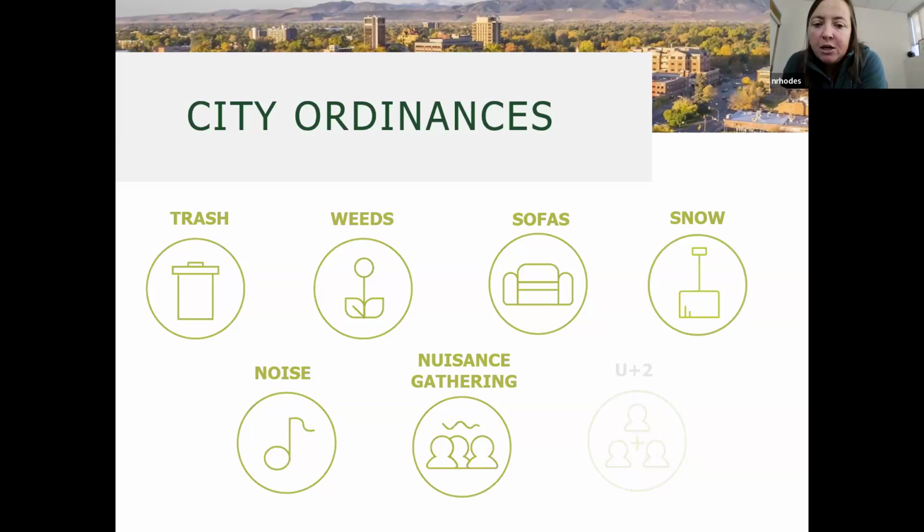Okay, the last thing I want to talk about here is our occupancy ordinance, or what we called U+2. Our city used to limit how many unrelated people were allowed to live together. We used to only be allowed to have 3 unrelated people live together. So you plus 2 of your friends. That's why it's called U+2.